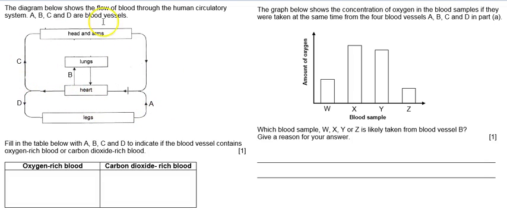It goes through C to the head and arms. It goes through D to the legs, and A. And then when it reaches the heart again, it will be pumped back to the lungs to release the carbon dioxide and to absorb oxygen. So the lungs is really where the carbon dioxide leaves and the oxygen enters the body.